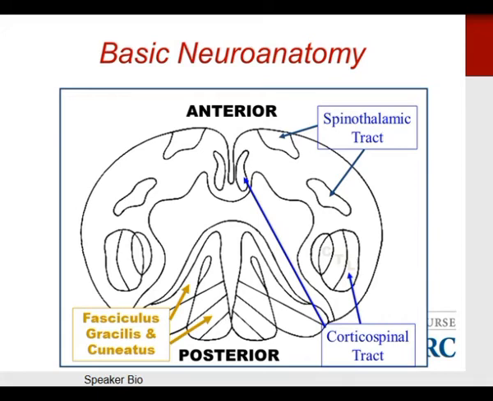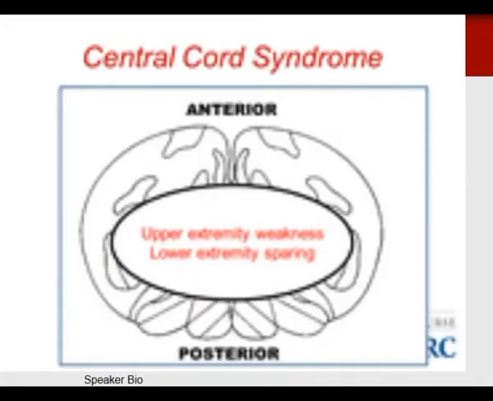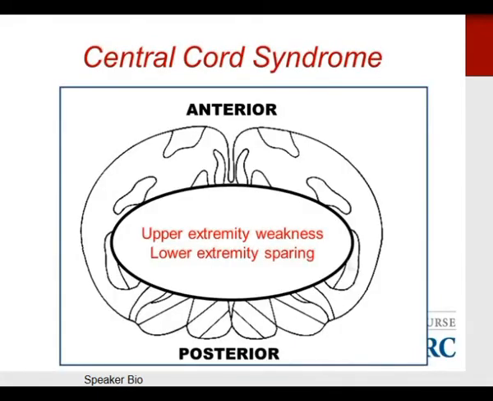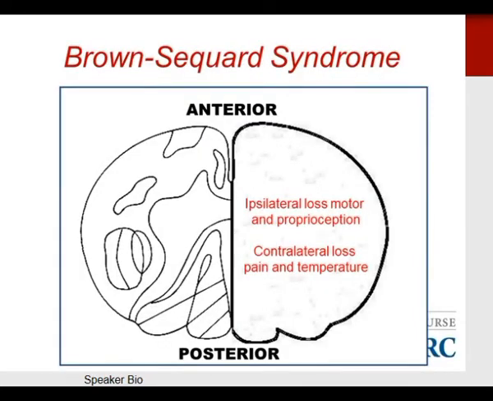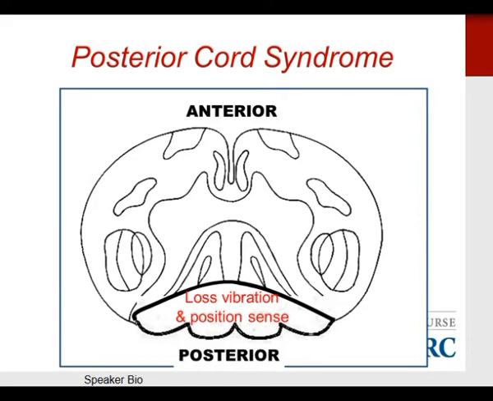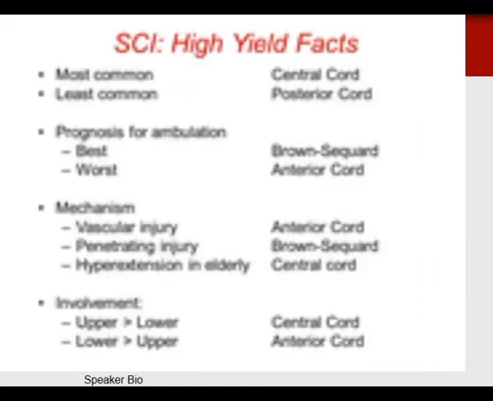Some basic neuroanatomy. Just remember that the central cord syndromes have greater involvement of the upper extremity than lower extremity. This is due to the homunculus and involvement of the uppers greater than lowers. In the anterior cord syndrome, you have loss of motor, pain, and temperature below the level of injury bilaterally. In the Brown-Sequard cord, it's ipsilateral motor and contralateral pain and temperature involvement. And in the posterior column, it's loss of vibration and position sense below the level of the injury.